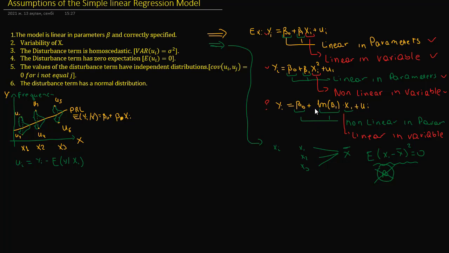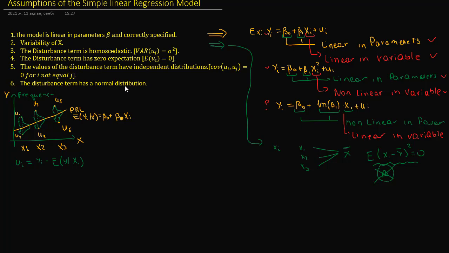yi is equal to beta 0 plus ln beta 1 xi plus error term i. Here my parameters are beta 0 and ln beta 1. Since my slope is ln beta 1, this one is not linear in parameters. However, it's linear in variables. For us, it has to be linear in parameters. Since this one is not, we consider this as violating assumption one, which requires linearity in parameters.